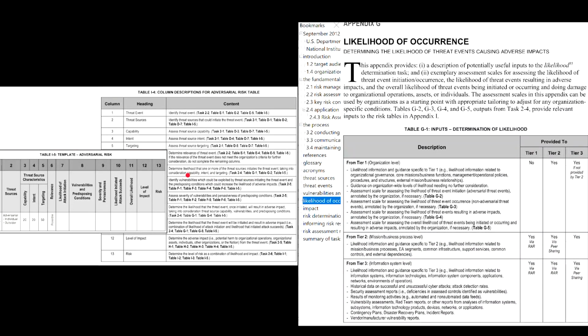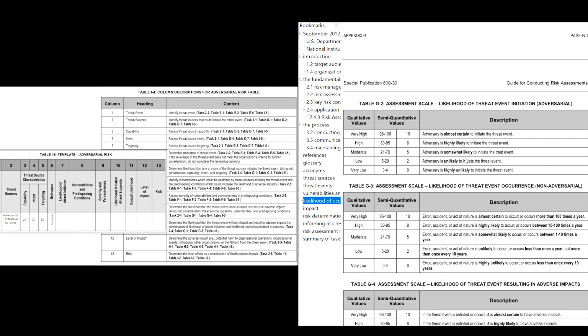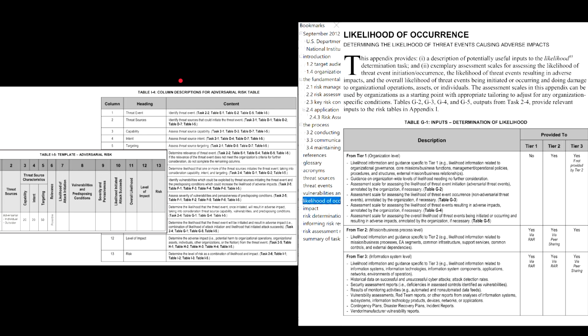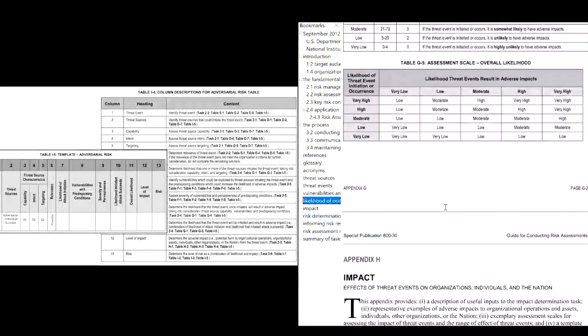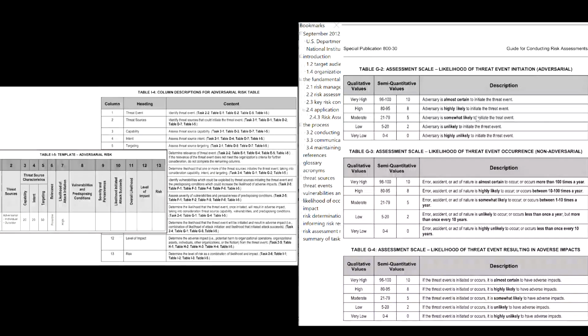So I need to use tables G1, G2, and I5. Let's say G2 remains an assessment scale in crude terms, like highly unlikely, almost certain. Again, that's a bit subjective. What I'll do here is say there is high. So I think they're highly likely to initiate the event, more than somewhat likely, because they want to make some money. So I'll put high or 80 or something in the likelihood of attack initiation.